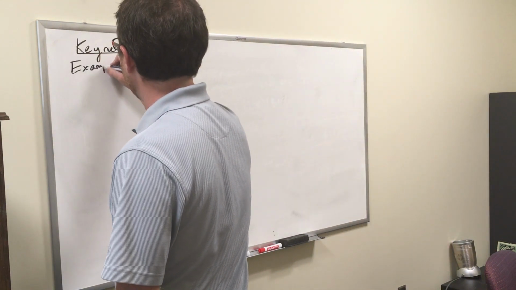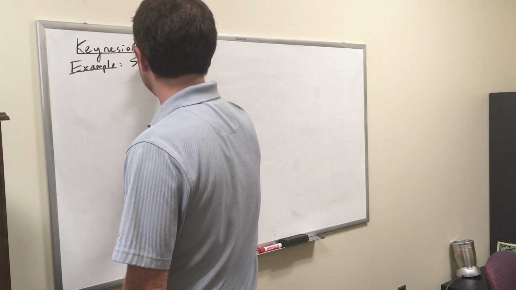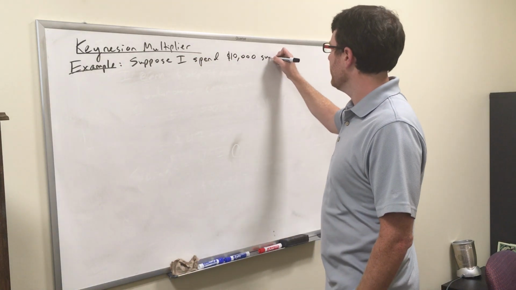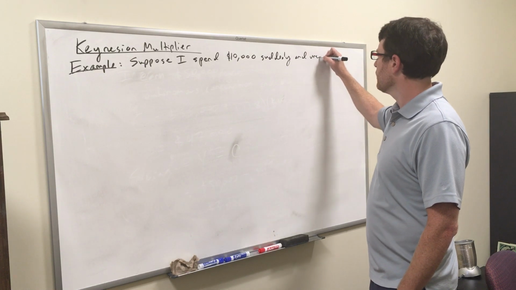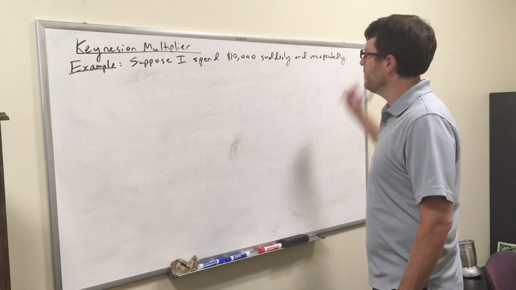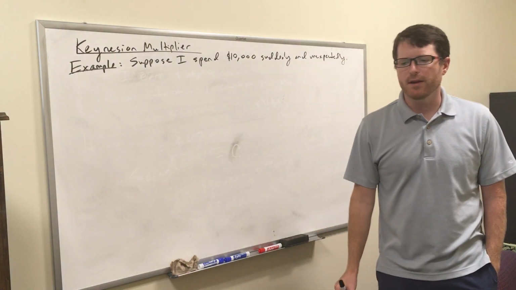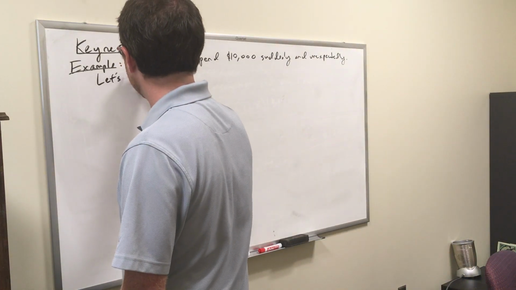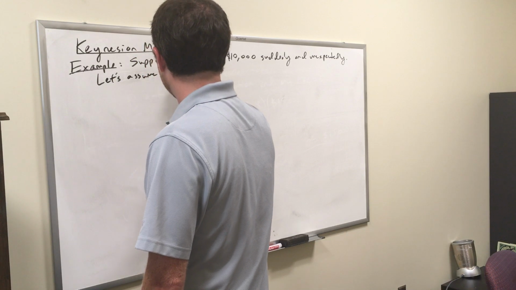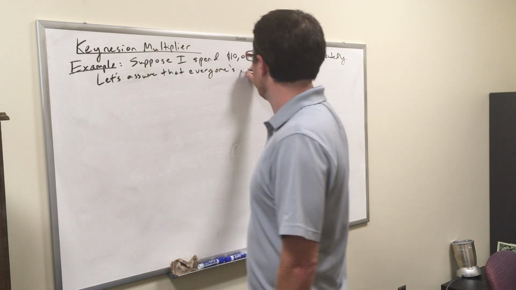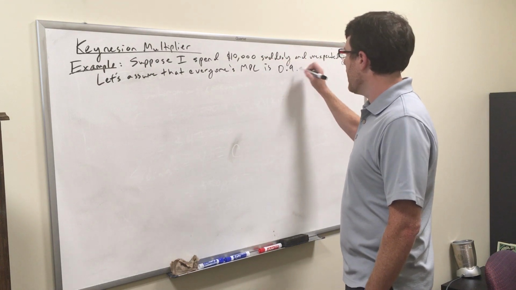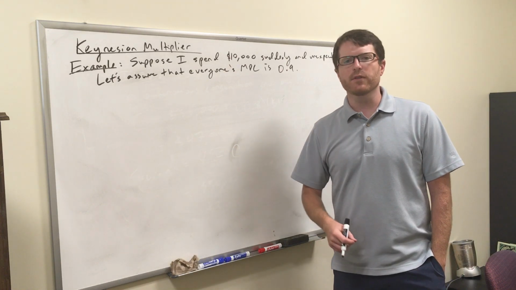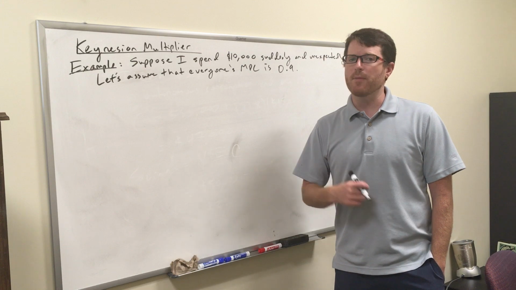To understand this, the only way is to do an example. So suppose I spend $10,000 suddenly and unexpectedly. Maybe this is money that I wasn't planning on spending, but I decided to spend suddenly, as part of my disposable income. And let's assume for this question that everyone's MPC in this society is 0.9. Which is kind of a silly assumption if we're thinking about this literally, but it's just to illustrate the point of this example, to show how money gets spent and what happens after that.